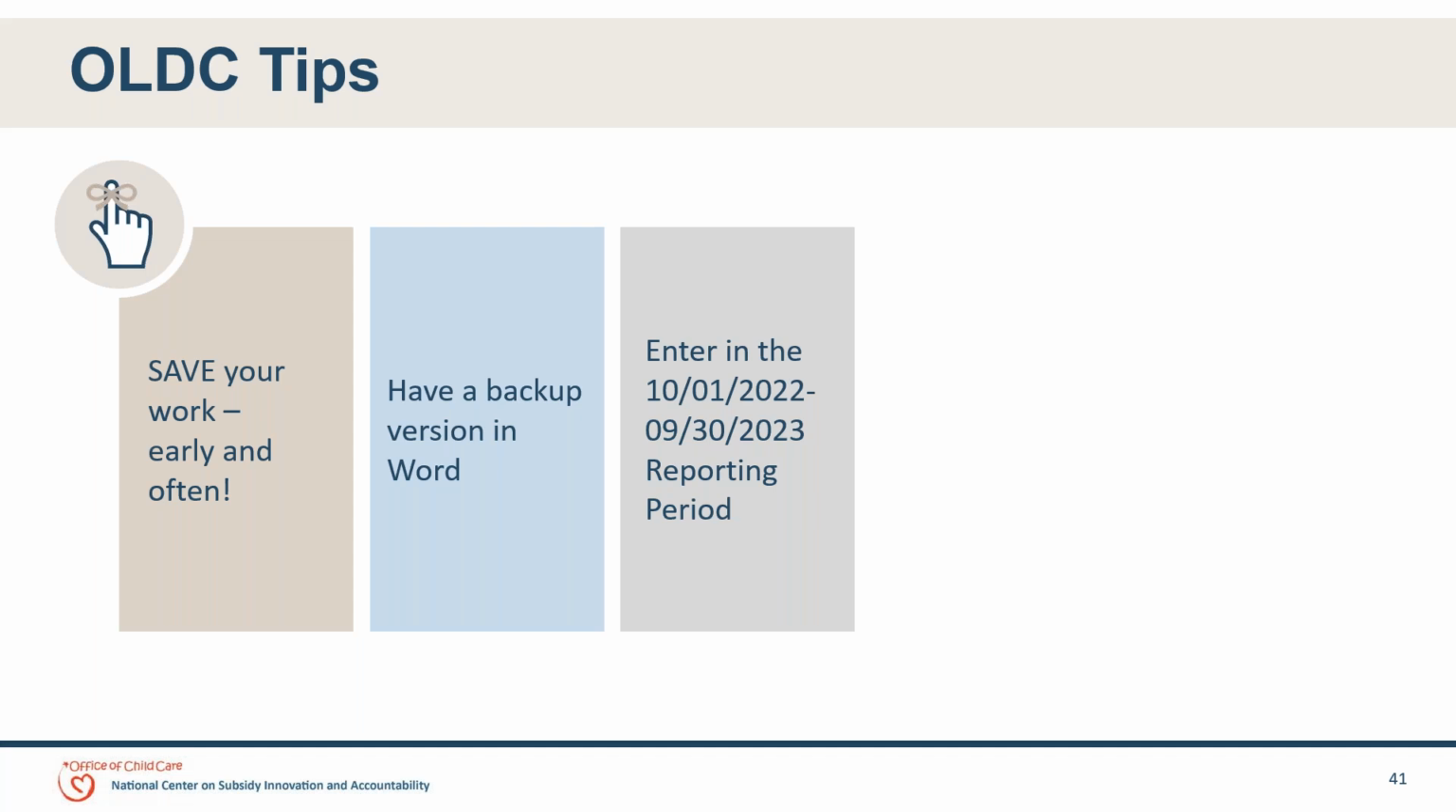When you go into the system, you get to pick what reporting period you want to enter your report in, and this is the correct one here on the screen. It's 10/1/2022 to 9/30/2023. So please double check to make sure that you're putting it in the right one, because if you put it in the wrong one, you're going to have to go back and redo it all, and we really don't want that to happen.